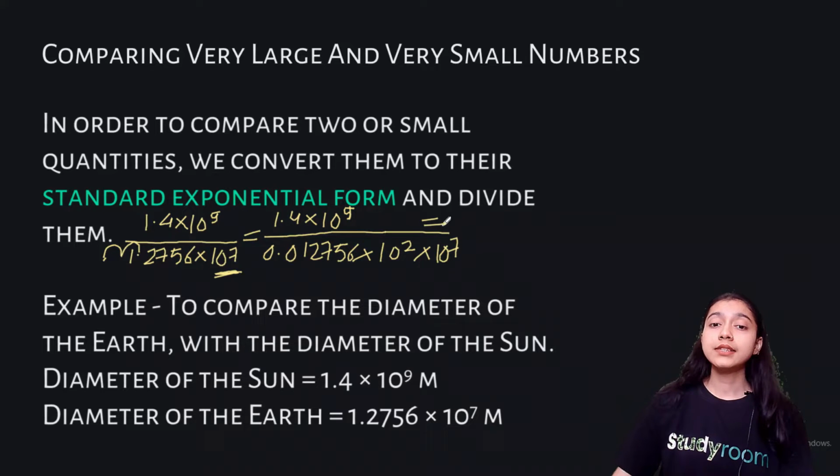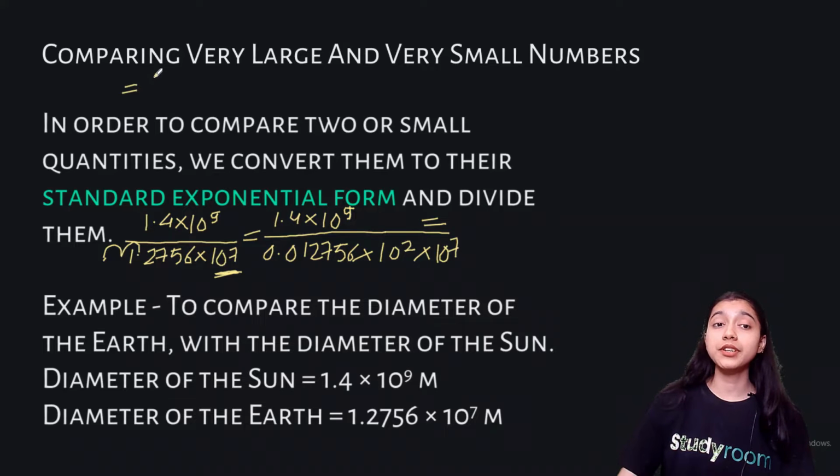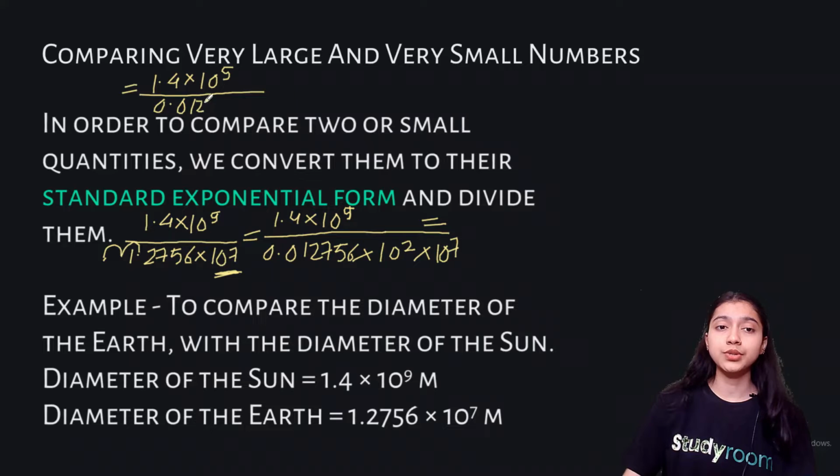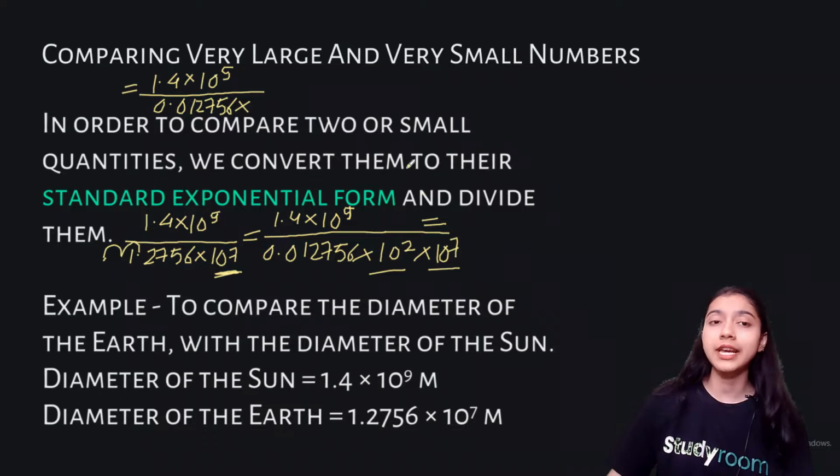Now this can be written as 1.4 multiplied by 10 to the power of 9, divided by 0.012756 multiplied by 10 to the power of 2 times 10 to the power of 7. Observe that the bases are the same, so the powers will be added. That means 10 to the power of 2 plus 7, that is 10 to the power of 9. So we get 10 to the power of 9 in the denominator.